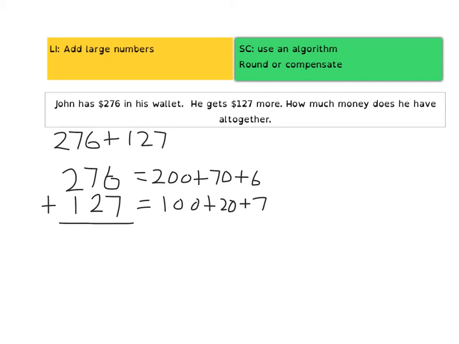And now I'm going to start adding. So I add the ones place value, the tens, and then the hundreds. You always start from the ones and work your way left. 6 plus 7 equals 13.